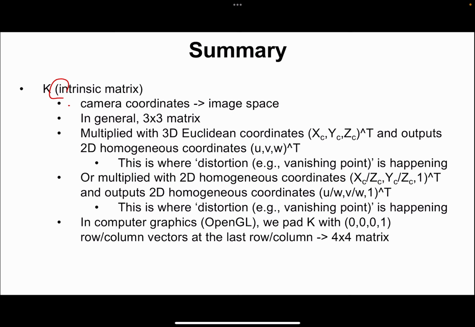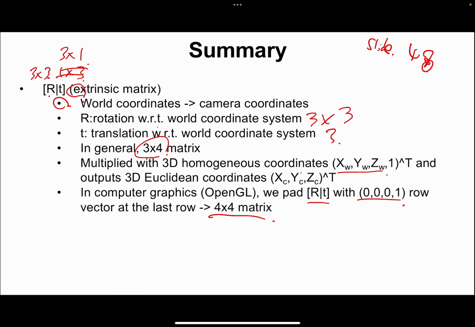And the K, the calibration matrix or intrinsic matrix that I introduced in the previous slide, is to change the camera coordinate system to the image coordinate system. By applying extrinsic parameters, we change the world coordinate system to the camera coordinate system. From this camera coordinate system, now image space is what we finally need, right? To see something in this space. So we need to use the intrinsic matrix. In general, it's a 3x3 matrix. There are two options. The first one is to multiply with 3D Euclidean coordinates. This is from this one, right?